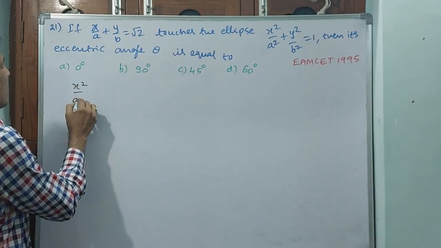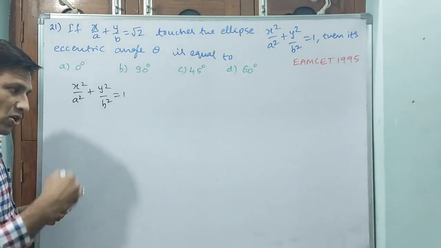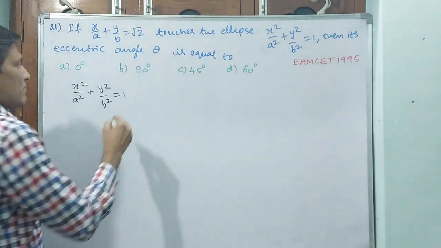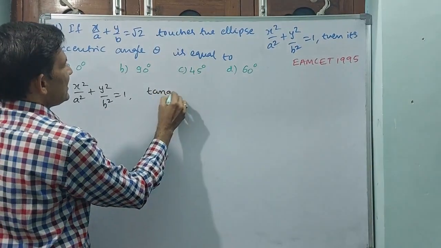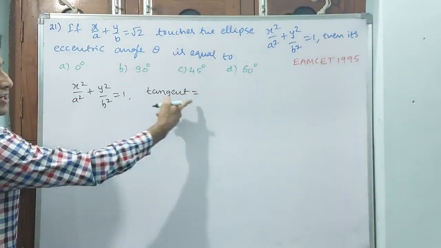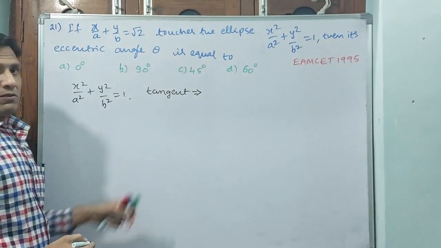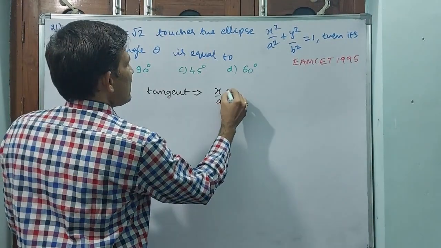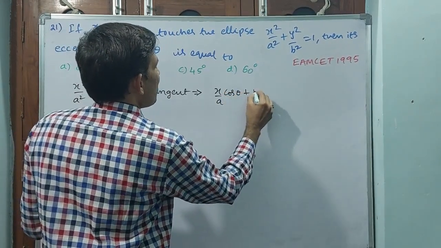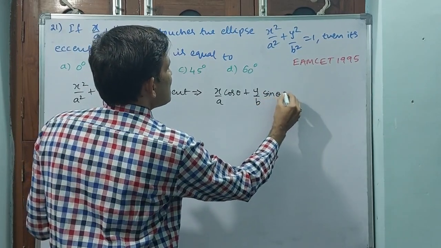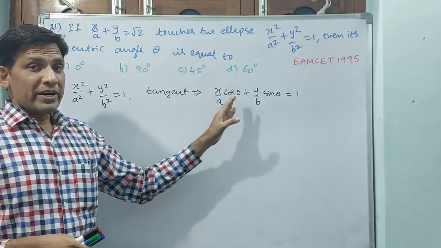If x square by a square plus y square by b square is equal to 1 is an ellipse, the tangent equation, I don't write ellipse again, but tangent I am writing. Tangent for this one is x by a cos theta plus y by b sin theta is equal to 1. From this you can get the angle.